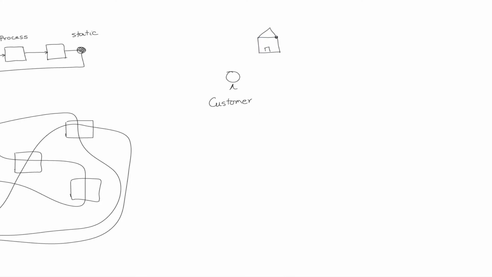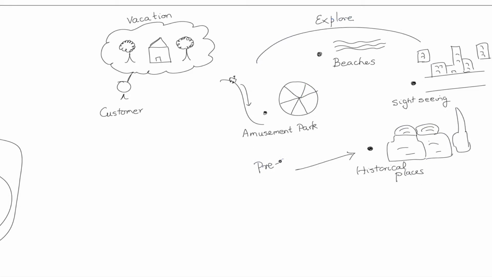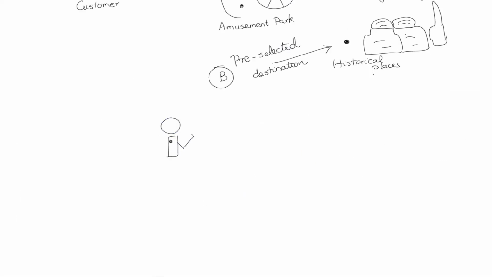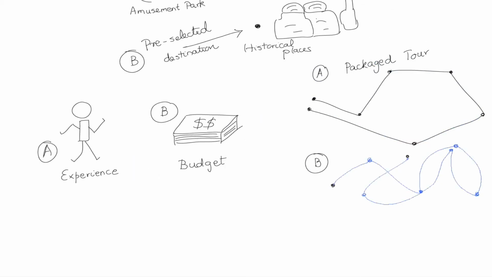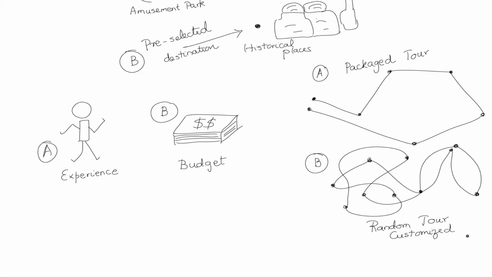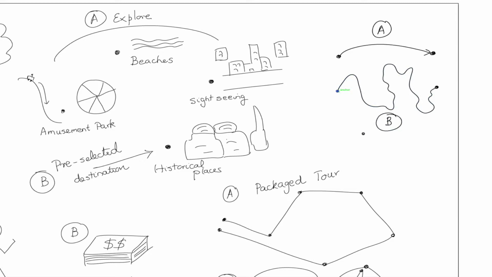Let's take some examples of customers planning a vacation. Some customers want to explore places to go, depending on what they're interested in. Others have picked out a particular place. Some want to focus on the experience, while others have to work within a fixed budget. Some prefer a tour package, while others want to customize the places they visit. Some want to get to their destination fast, while others want to see places along the way. The choices go on and on.